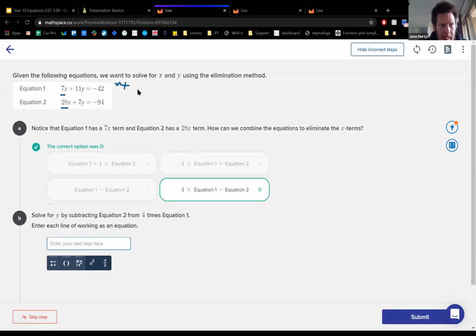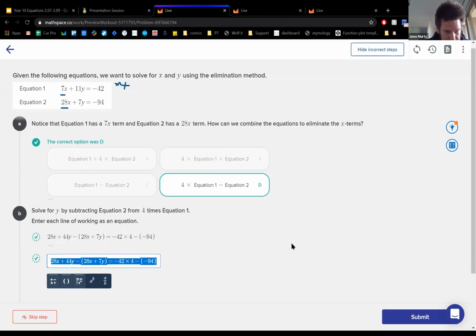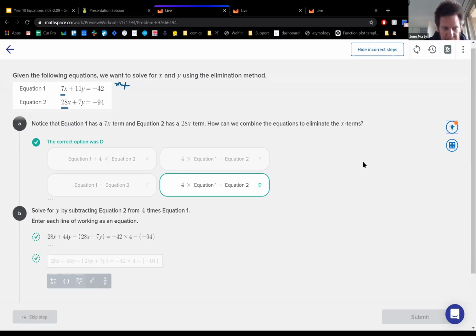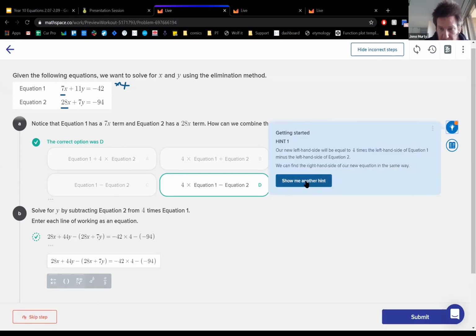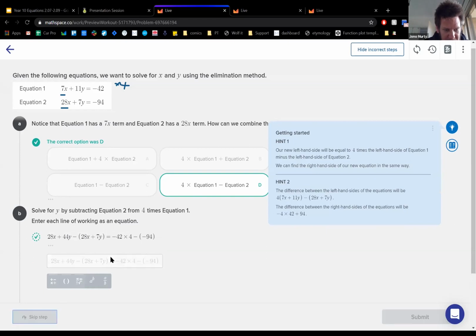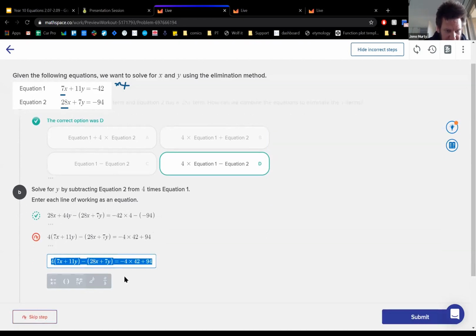Okay. So if I times equation 1 by 4, I'll have 28x plus 44y, and then I'm going to take away equation 2, 28x plus 7y equals, I've timesed minus 42 by 4, and I'm taking away minus 94. Did that step make sense? It's not the default step here. Let's see what Mathspace is suggesting we do. I have a feeling they haven't gone as far as I did.